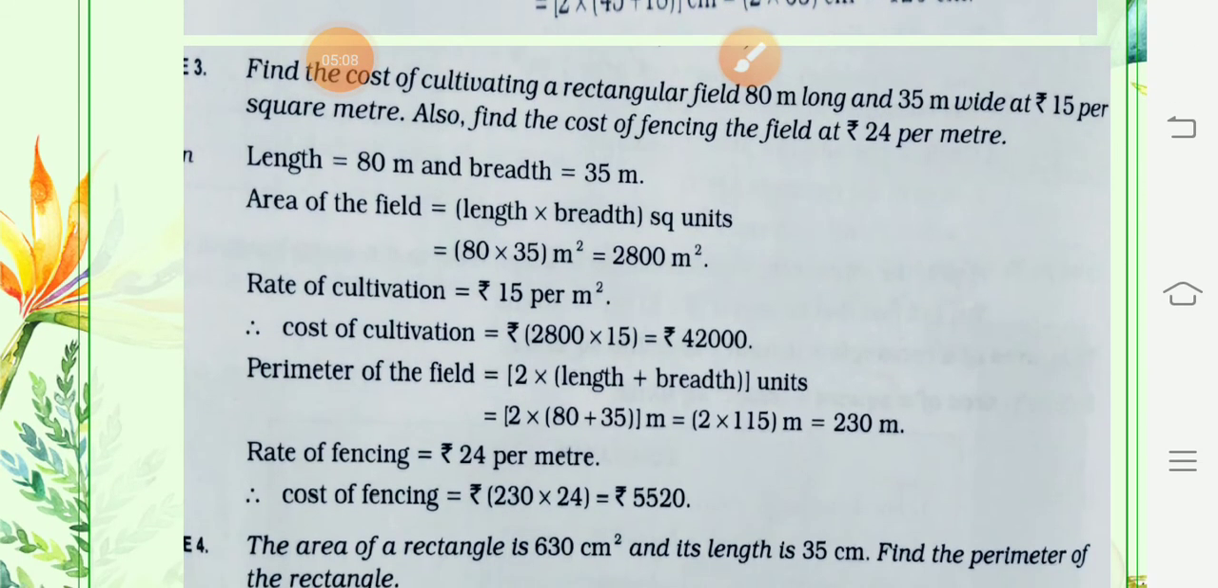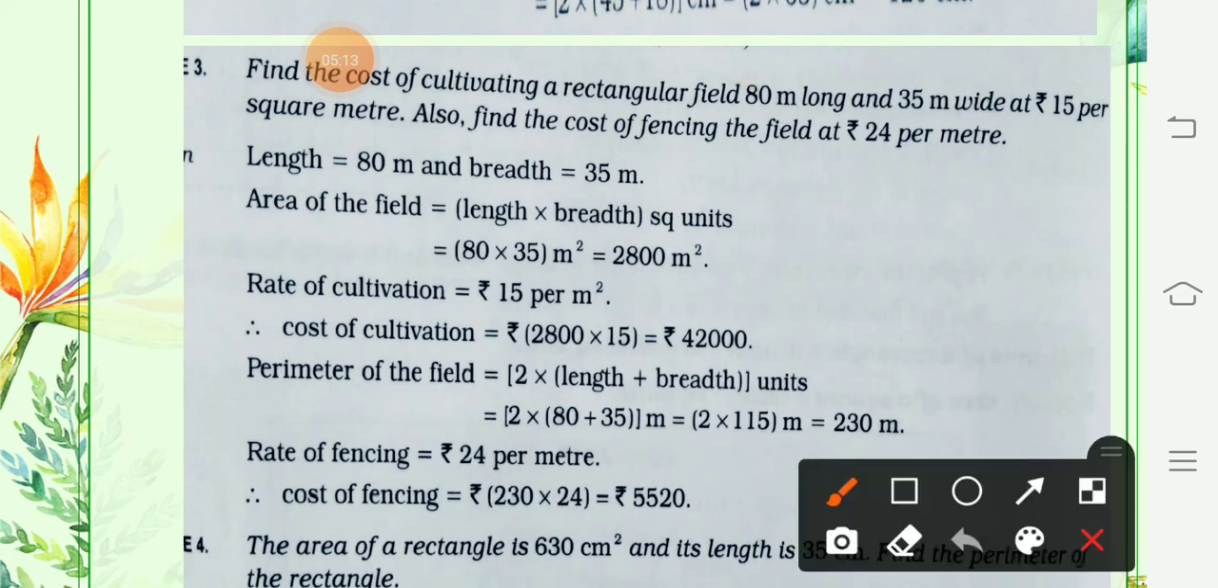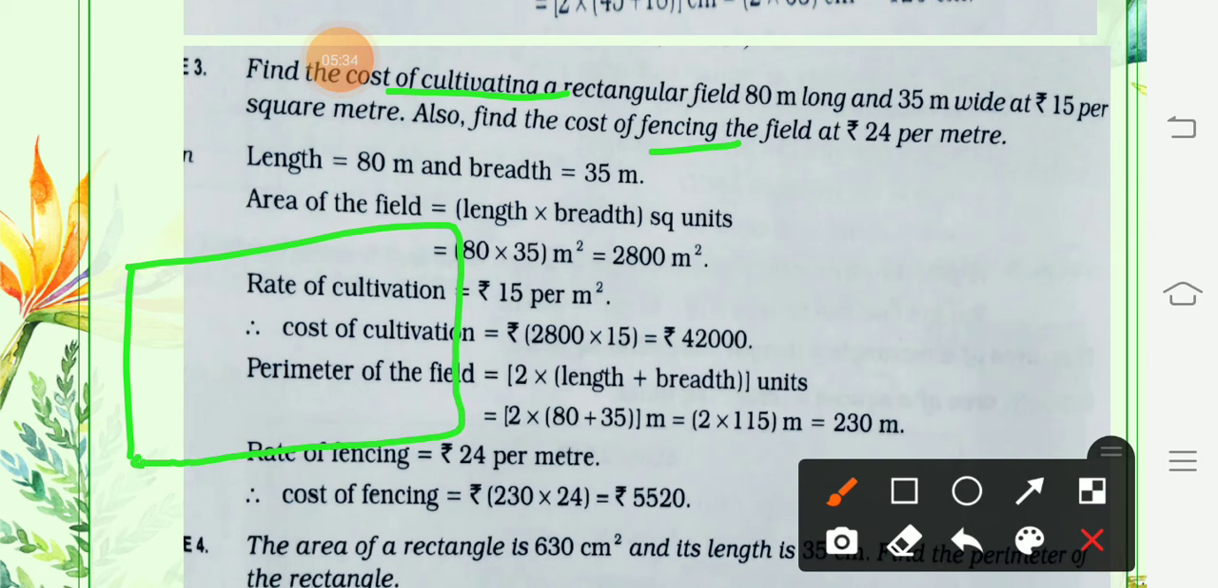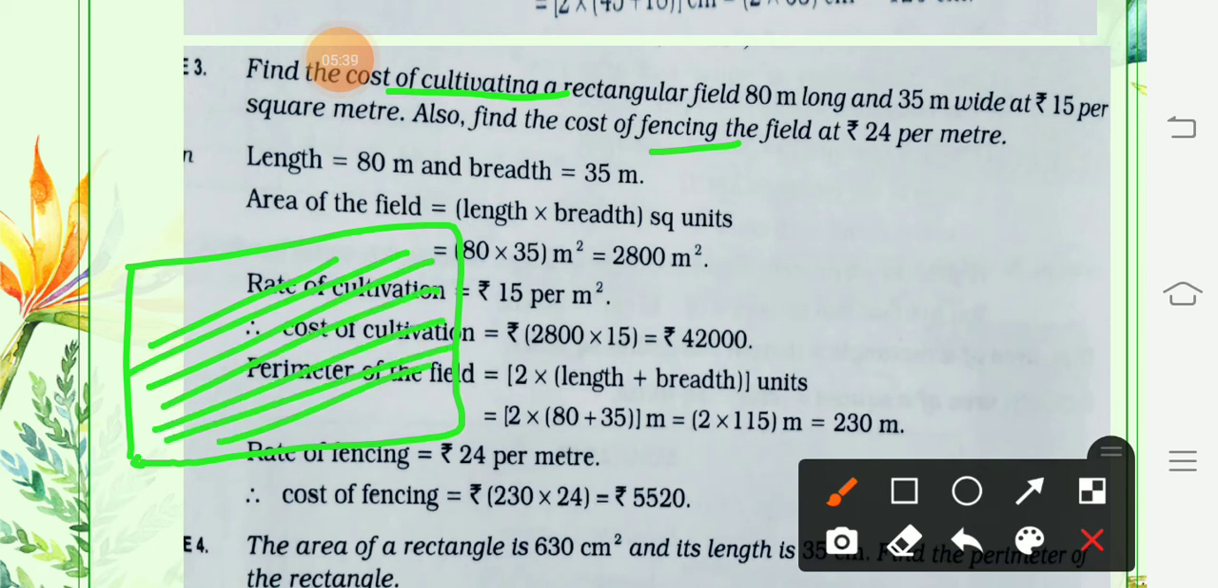Now find the cost of cultivating. The word came here, cultivating, and the next word, fencing. Fencing word we know already because we have studied about fencing in perimeter already. Okay, now the word is cultivating. What's the meaning of cultivating? Square, students, look here. If I draw this picture, I have to cultivate it, meaning I have to cover its full area. So this process of covering the whole area inside is known as cultivating.